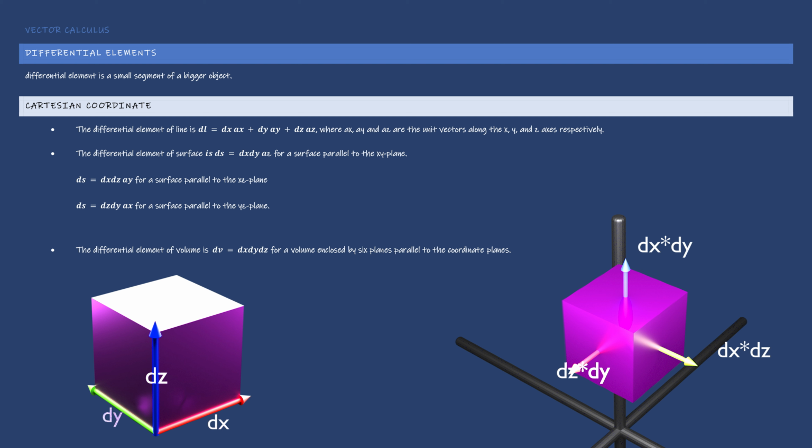The differential element of volume in Cartesian coordinates is dv equal dx dy dz. This means that if we move a small distance dx along the x-axis, dy along the y-axis, and dz along the z-axis, the volume of the cube is given by dx dy dz.